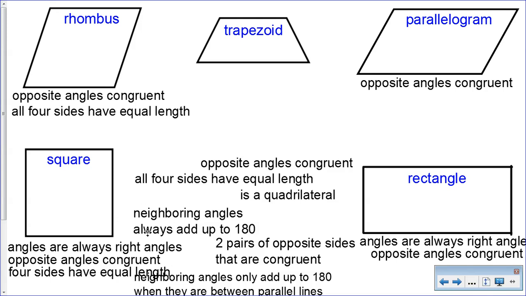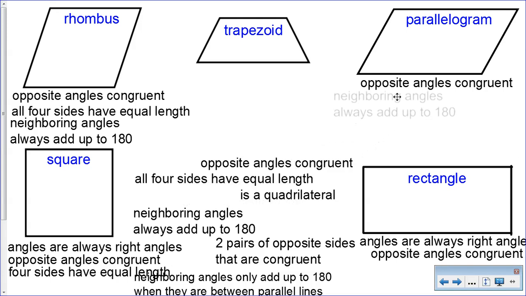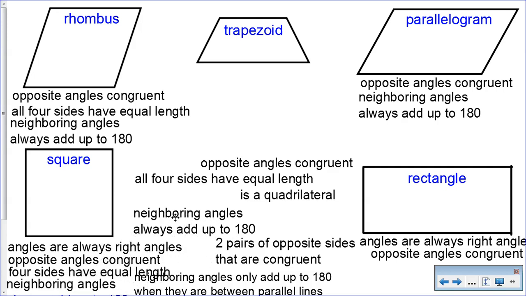Neighboring angles add up to 180 degrees. Well, that's going to be in the rhombus. That's going to be in the parallelogram. That's going to be in the square. And that's going to be in the rectangle.